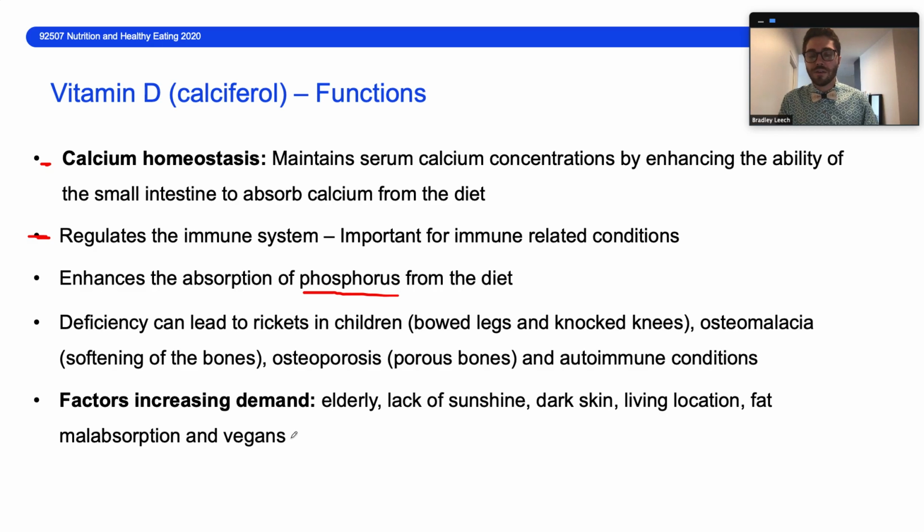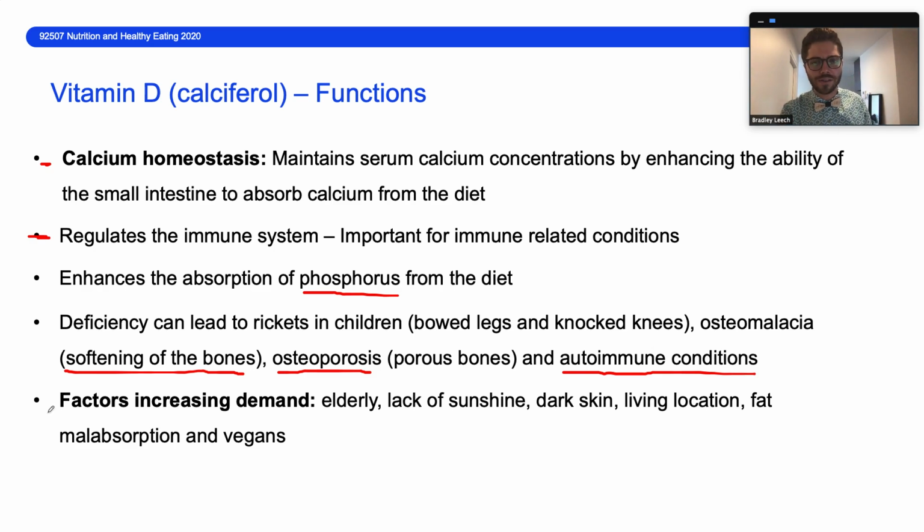Deficiency in children, and now this is quite rare in Australia but more common in third world countries, can lead to rickets, and that's a bowing of the legs, right? You can also develop softening of the bones later on in life without enough vitamin D. You can develop osteoporosis, okay, and potentially an increased risk of autoimmune conditions because there is that immune dysregulation happening.